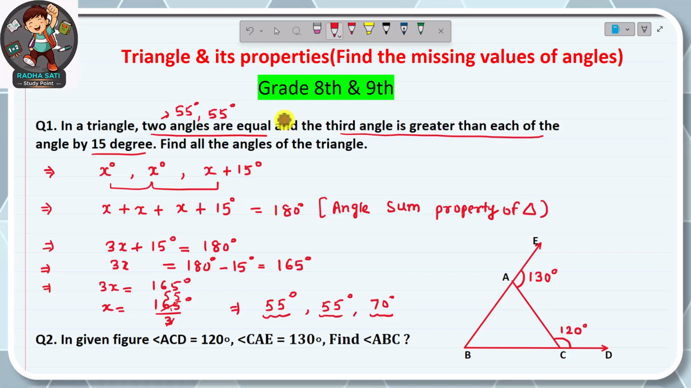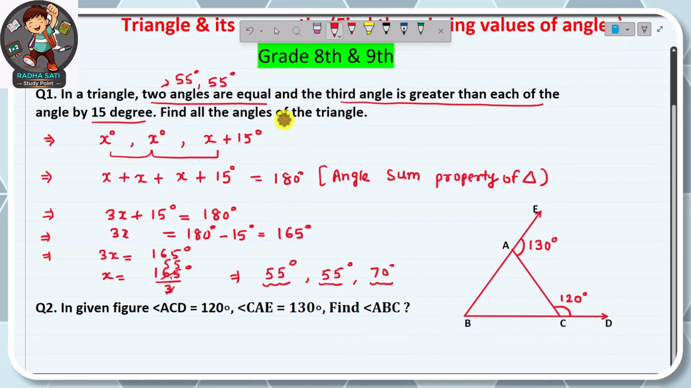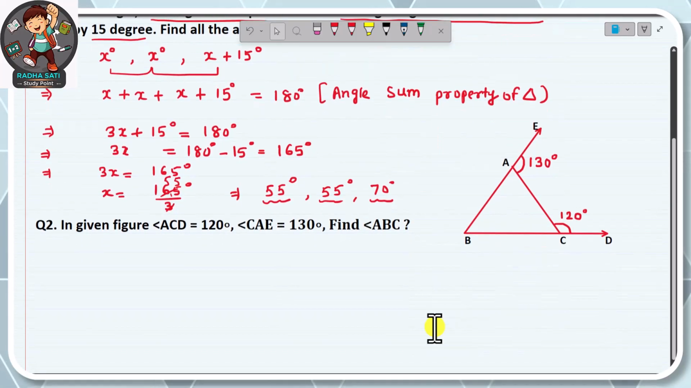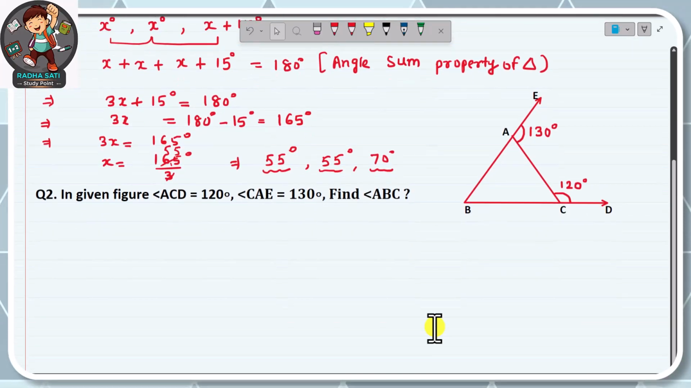Now moving on to the second question. In the given figure, angle ACD is equal to 120 degrees and angle CAE is 130 degrees, and we have to find angle ABC. This one we have to find out. We can find this angle by using two properties, so I will solve by both the ways. You can use whichever you find easy. So let's begin.